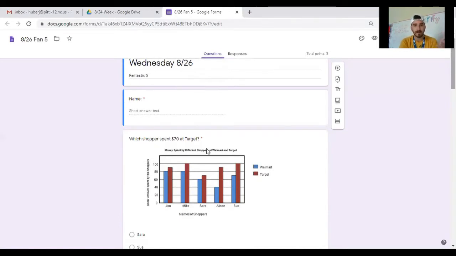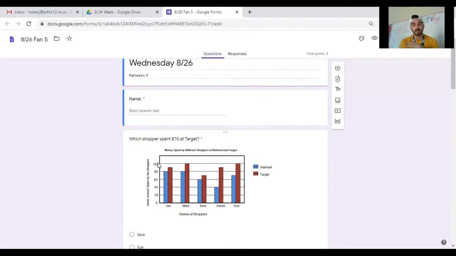To be considered a bar graph or a double bar graph, we talked about the couple things you have to have. Got to have your title, which if you look at this, says the money spent by different shoppers at Walmart and Target. Down here, you've got your shoppers, John, Mike, Sarah, Allison, and Sue. And this scale over on the side represents how much money was spent by each shopper. And if you look at the scale, they're counting by 20s.